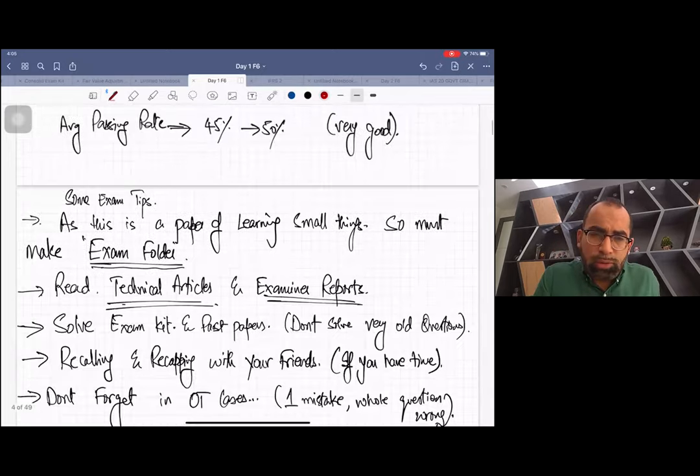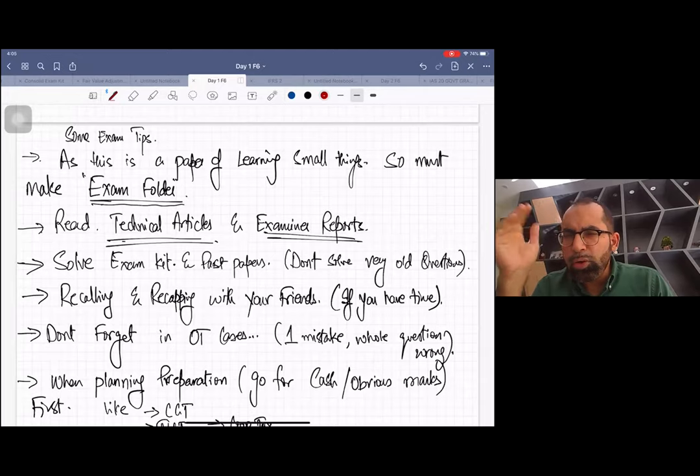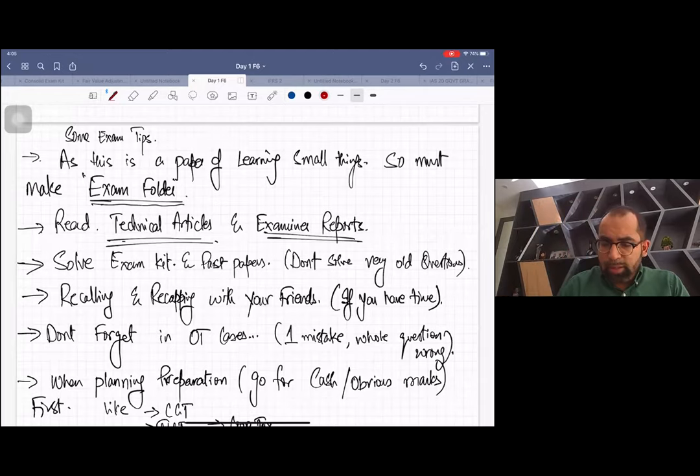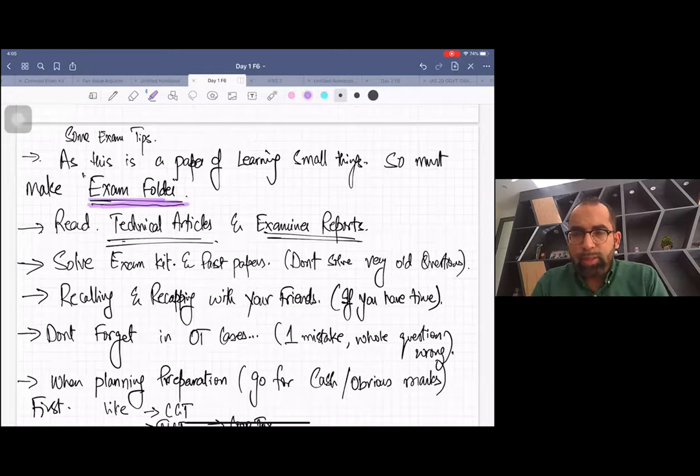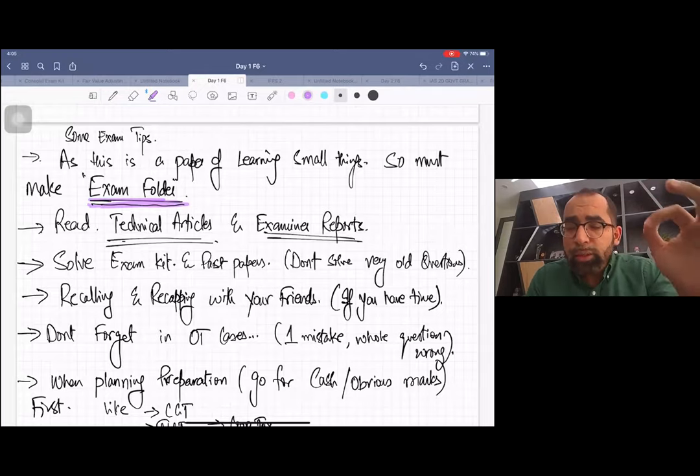Now, before we move on to the practical area, some exam time instructions I would like to give you. First of all, in this TX paper, there are many small things you have to learn. So how can you learn? By making an exam folder. What is an exam folder? Just listen. After studying each and every chapter, make your own summary of that chapter on one page and put it in the exam file. At the end of the second chapter, make the summary again and put it in the file. For example, if there are 15 chapters, you will have 15 or 16 pages of summary.